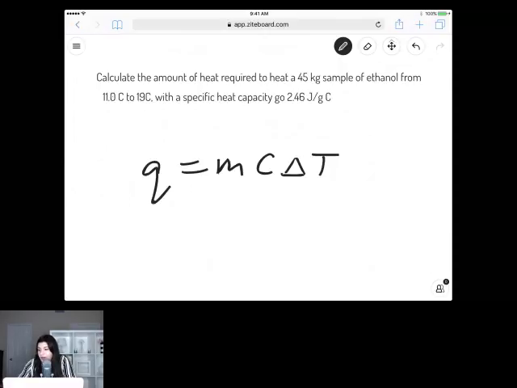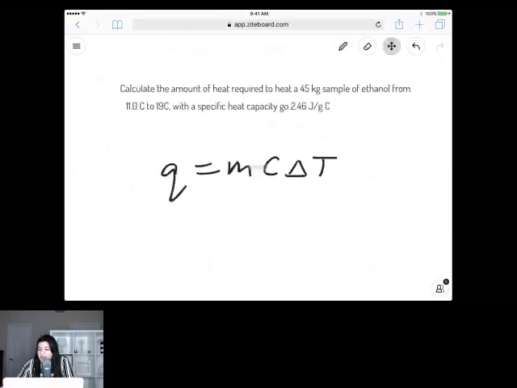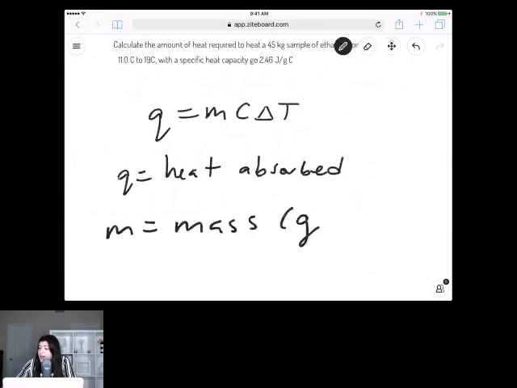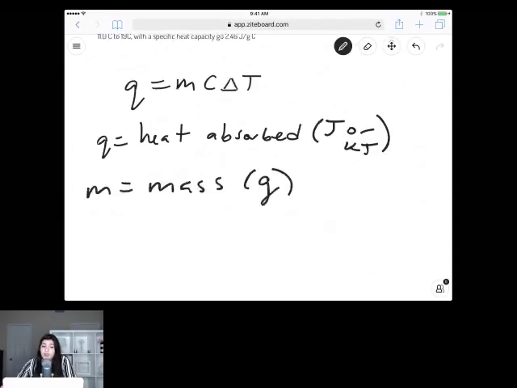Okay. So understanding this, let me actually just explain what everything is. Q is our heat absorbed. M is our mass, which is measured in grams. And by the way, heat absorbed tends to either be in joules or in kilojoules. Guys, if I'm answering specific questions right now, if you haven't gotten to this point just yet in your chemistry class, don't worry, you will be getting there. And I will be doing videos on it, of course.